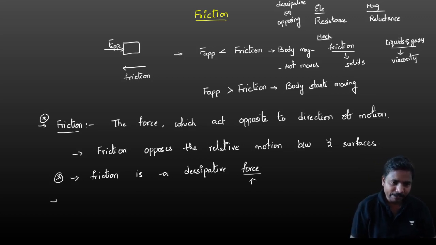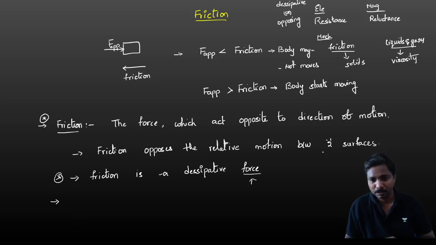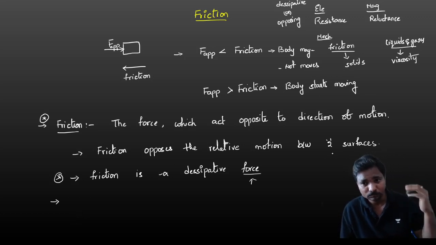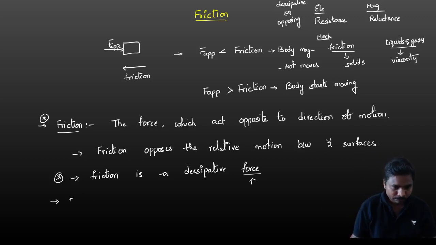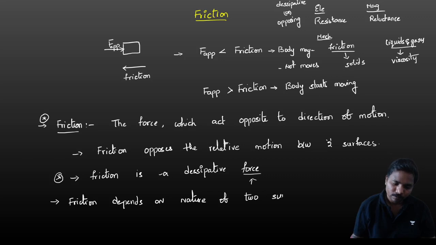And this friction generally depends upon the nature of the surface. If the surfaces are more irregular, there is more friction. If they are less irregular, that means very polished, very smooth, there is less friction. Okay, so note down: friction depends on the nature of the two surfaces of the bodies which are in contact.